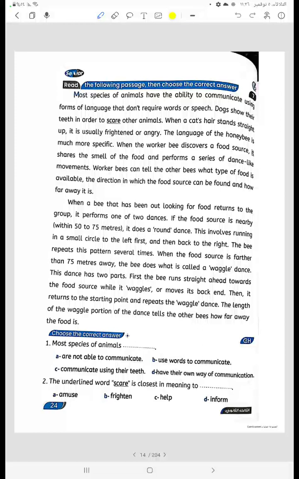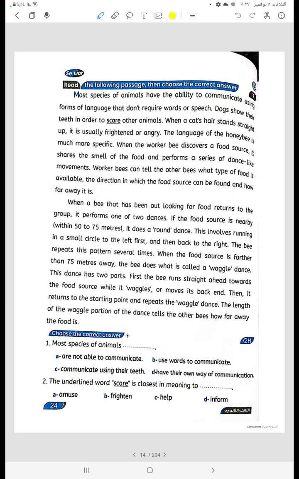When a bee that has been out looking for food returns to the group، لما بيرجعوا بقى للجروب it performs one of two dances. If the food source is nearby within 50 to 75 meters, it does a round dance، بيعمل رقصة دائرية كده. This involves running in a small circle to the left first and then back to the right. The bee repeats this pattern several times.